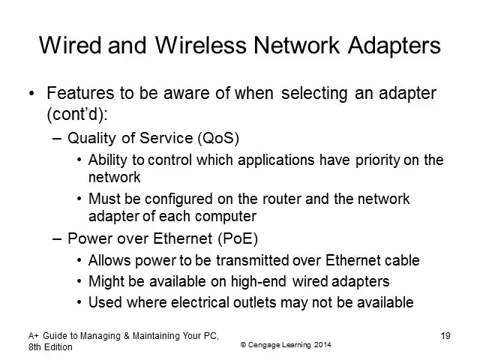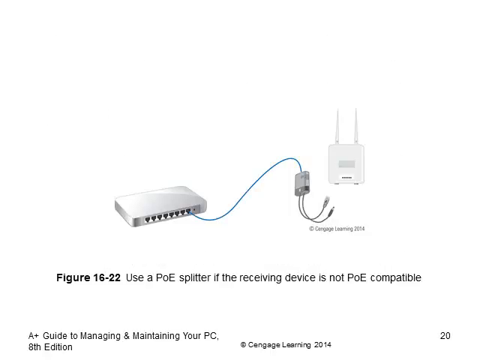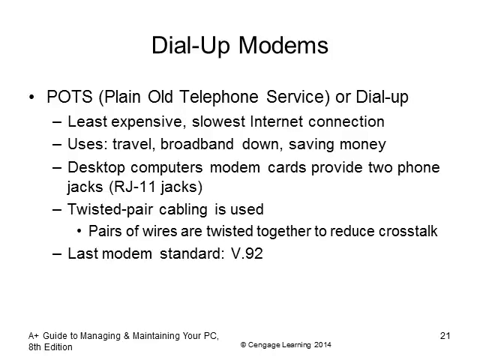Features to be aware of when selecting an adapter, continued. Quality of service is the ability to control which applications have priority on the network, and it must be configured on the router and the network adapter of each computer. And then power over Ethernet allows power to be transmitted over an Ethernet cable. It might be available on high-end wired adapters, and it's used where electrical outlets are not available. Here's a PoE splitter, to be used if the receiving device is not PoE compatible.